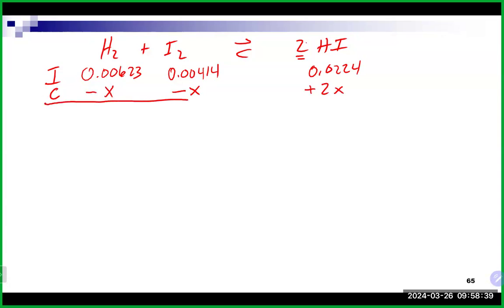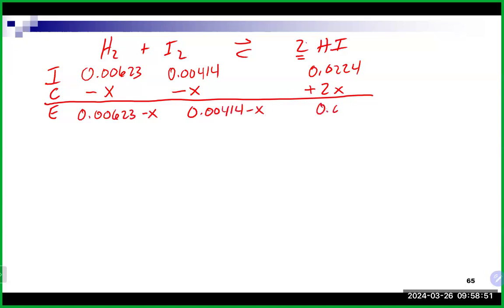That means when it is all said and done, we have 0.00623 minus x, 0.00414 minus x, and this is going to be 0.0224. This is going to be a plus 2x in this case. Any questions on this one here?